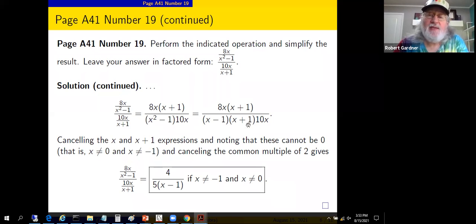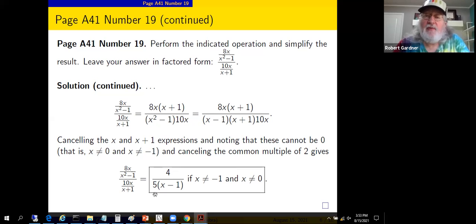We can cancel this and this, but we'll lose information. You can cancel the x's provided x is not 0. You can cancel the x plus 1s provided x is not -1. When you cancel these two things, you're going to produce something of this form. You're just going to have an x minus 1 in the denominator. We've also canceled the 2 to get to here. So we've canceled a factor of 2 from the 8 and the 10.